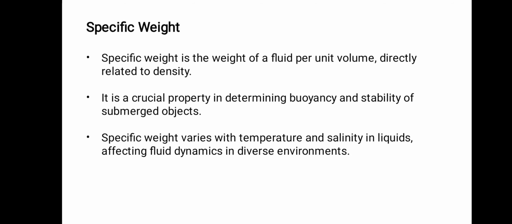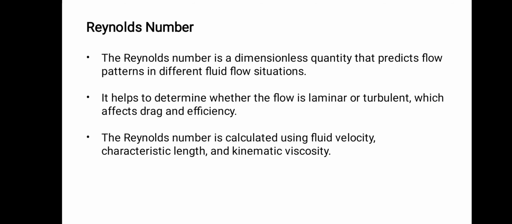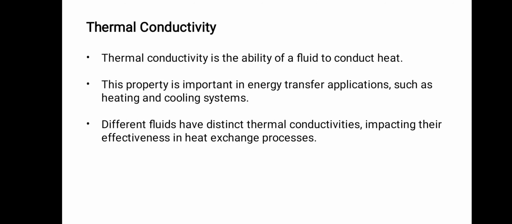Reynolds number. Reynolds number is a dimensionless quantity. Examples of dimensionless quantities are the Reynolds number, Weber number, Froude number, and Mach number. They predict the flow patterns in different fluid flow situations. It helps to determine whether the flow is laminar or turbulent, which affects the drag and the efficiencies. The Reynolds number is calculated using the fluid velocity, characteristic length, and the kinematic viscosity.